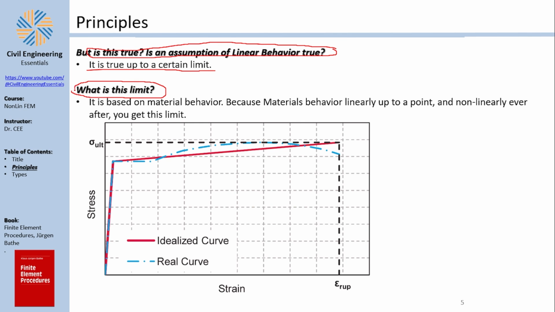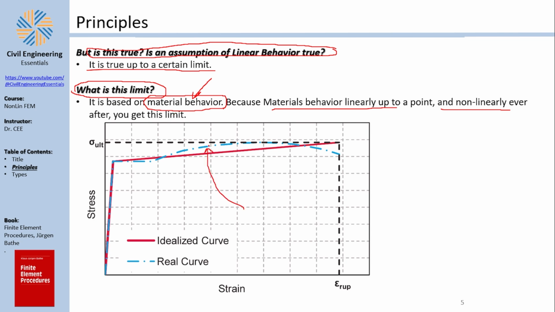Well, there are multiple limits here, but I want to mention material behavior as one of the limiting factors. For the geeks among you, you already know that there are two nonlinearities, a material level nonlinearity and a geometric level nonlinearity, but I want to mention material for now. Is the linear assumption true? It is true up to a certain limit. What is the limit? Well, it is based on the material behavior. Because material behaves linearly up to a point, you can analyze linearly up to a point. After that, the material behaves nonlinearly, and then you should capture the nonlinearity by making a nonlinear analysis.